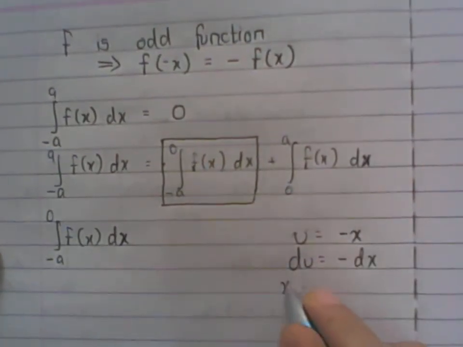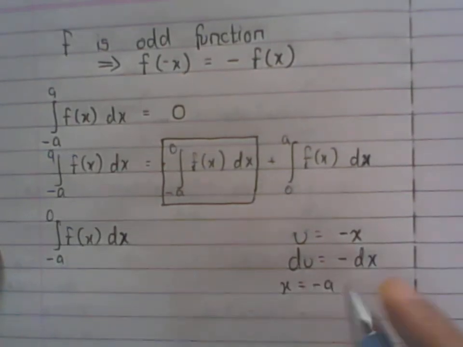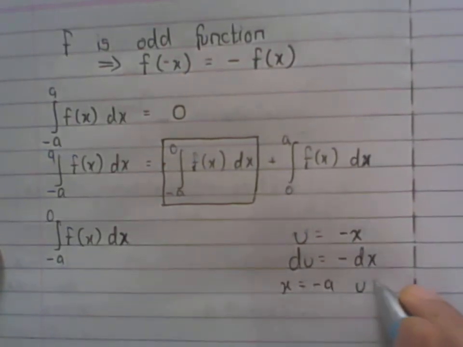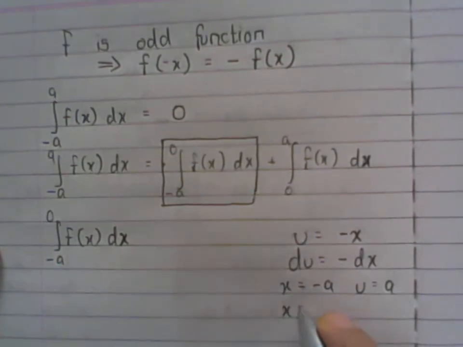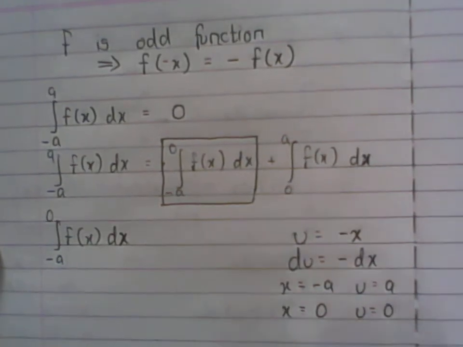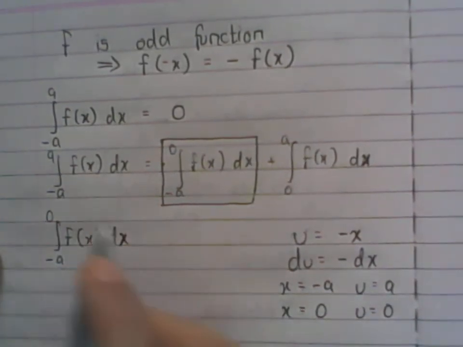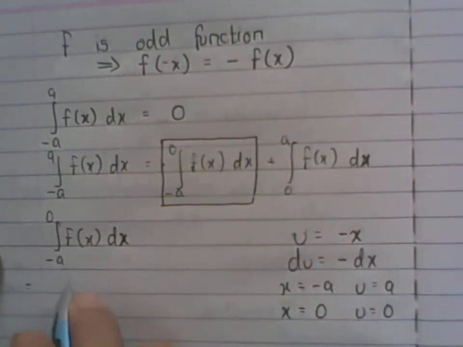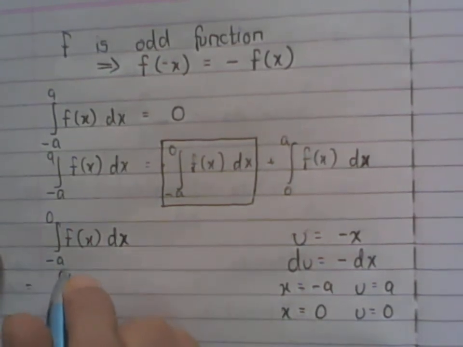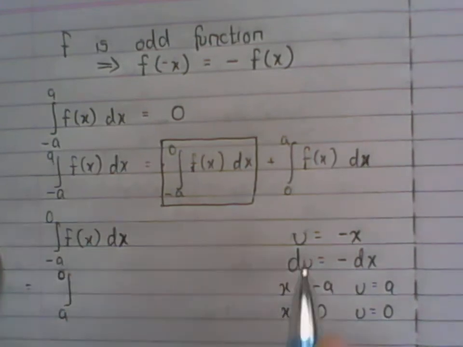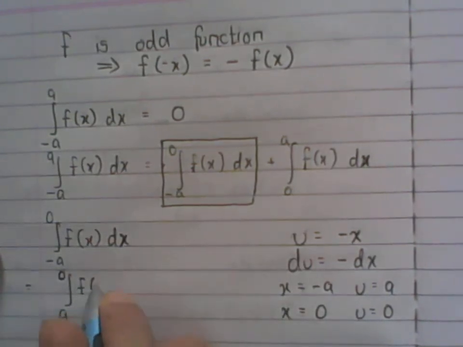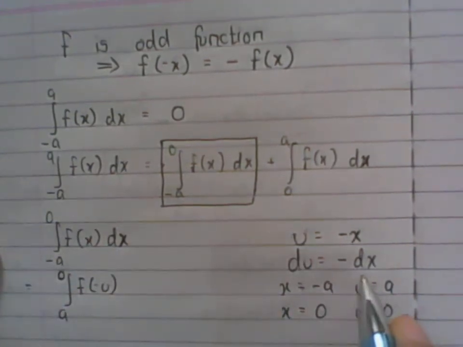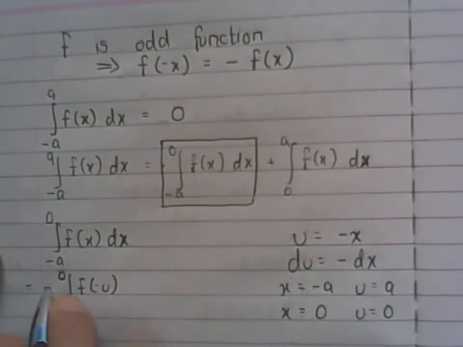And when the lower limit was minus a, the new lower limit will become negative of minus a, which becomes positive a. If the upper limit was 0, the new upper limit will become 0 again. So if I replace all of these, my new lower limit is a, the new upper limit is 0, and this f of x again becomes f of negative u. This dx is the same as negative du, so I can put a negative out front and a du over here.